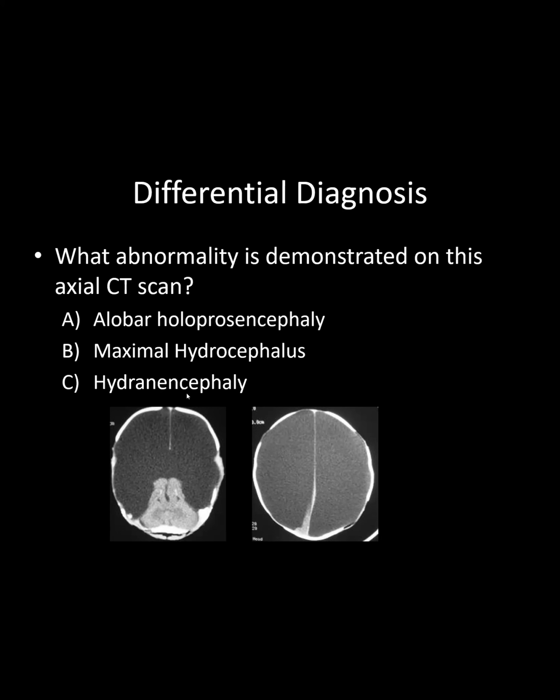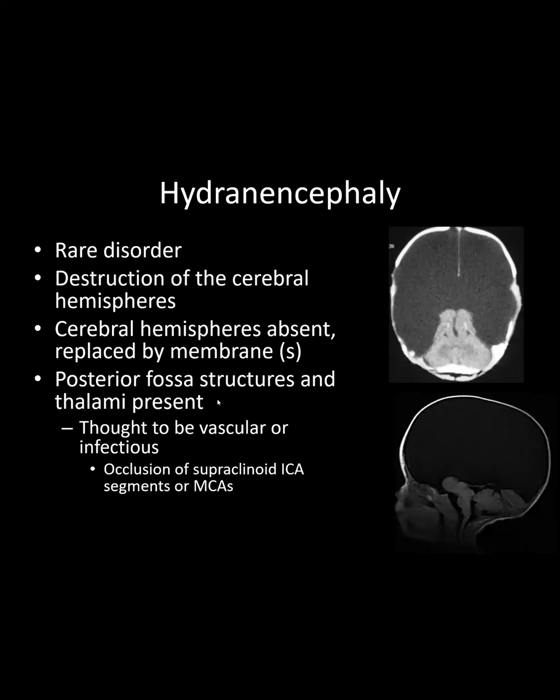Best answer here is what you just said. This is an example of what's called hydranencephaly. This is a pretty severe brain malformation. It's due to an in-utero insult, which can be vascular or infectious, that involves the anterior circulation. And because of that, you don't really develop your cerebral hemispheres. The posterior circulation stuff will be there, but you won't see cerebral hemispheres typically.